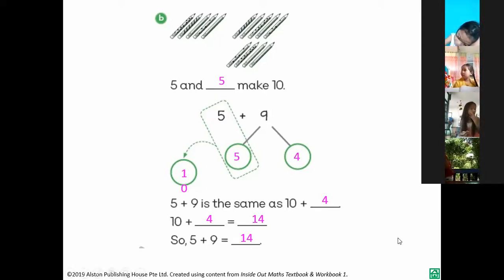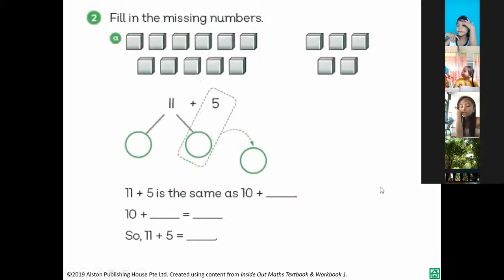Okay, very good. Now, let's proceed to number 2. Okay, very good. Now, let's try to answer number 2. Fill in the missing numbers.